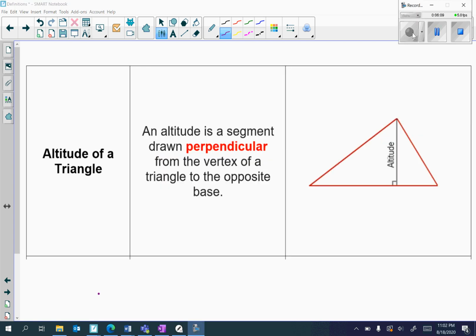Next, we have an altitude. An altitude is a segment drawn perpendicular from the vertex of a triangle to the opposite base. Now notice you see the word perpendicular. You know perpendicular means 90-degree angles. So let's take a look at the diagram. I have a triangle and I have an altitude formed. So it's drawn from the vertex. So here's the vertex drawn down, and it creates a 90-degree angle. So whenever you see the word altitude, I want you to think of perpendicular, which creates 90-degree angles.